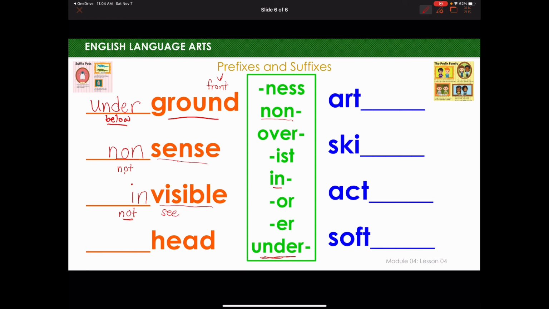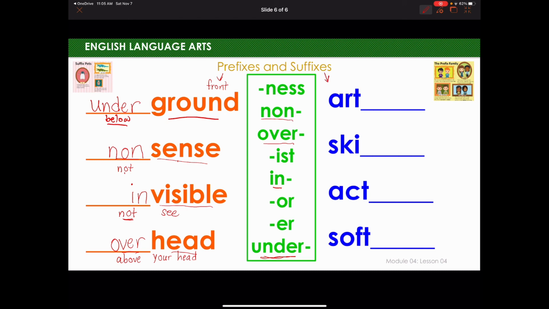And then the last prefix we're studying this week is over. The prefix over means above, okay? So if I add the prefix over to the word head, then I am saying that it is over my head, okay? So if someone says, oh, look overhead, there's a plane in the sky, they're saying, look above your head.